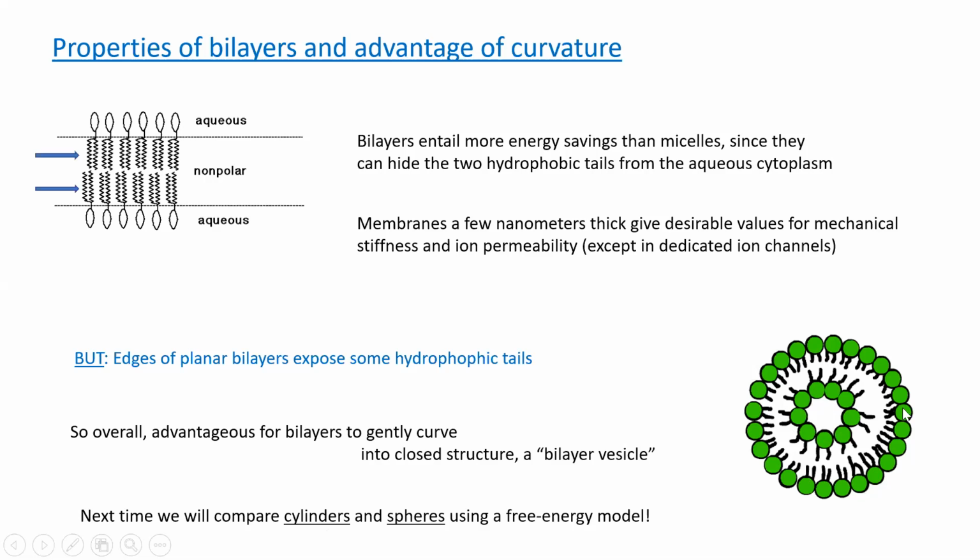Okay, so to summarize, we've seen that micelles are useful for certain biological mechanisms, such as absorption of vitamins. They involve single hydrophobic tails. However, for double hydrophobic tails, we need bilayer membranes, which have nice properties. But the bilayer membranes tend, for free energy reasons, to hide the exposed hydrophobic tails and tend to curve into a closed structure, which we call a bilayer vesicle.